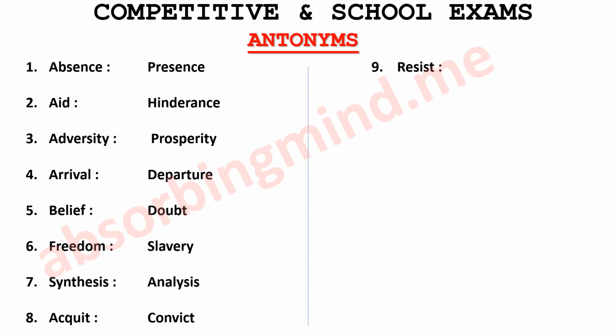The next on the list is resist. Resist means to oppose or withstand against something. Like I try to resist chocolates. The antonym of resist is advance, which means to go ahead or to promote. The next on the list is cheap, which means low in price. And the antonym is costly, or you can even use expensive.